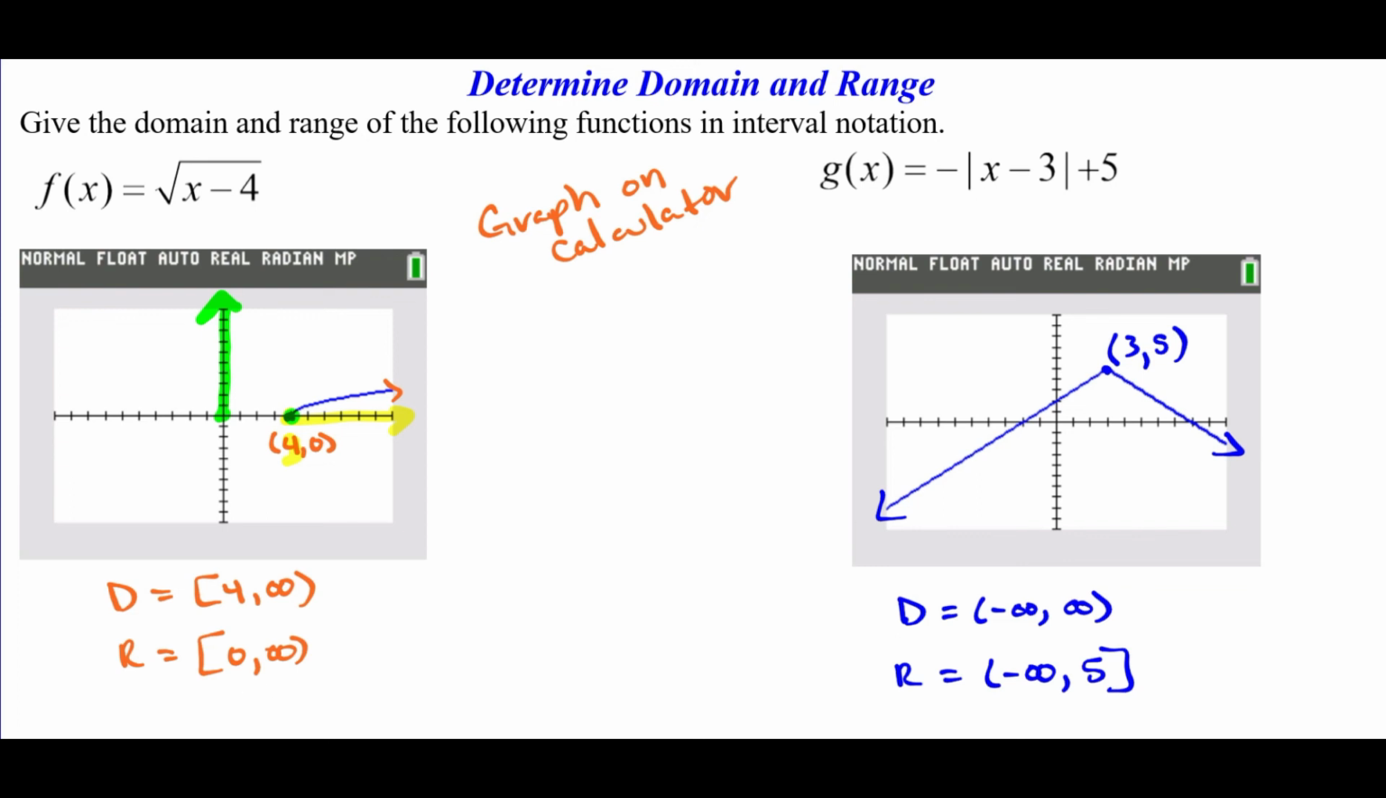And then on our graph over here, g of x equals negative absolute value of x - 3, plus 5. This graph, again, is going to the left forever and the right forever, no breaks in between. So I am covering all of the values along the x-axis, so my domain, again, is all real numbers. This graph does go down forever, so it covers all of the numbers going to negative infinity, and then all of these values coming up until we stop here, which corresponds to a y value of 5. So my range is from negative infinity to positive 5.